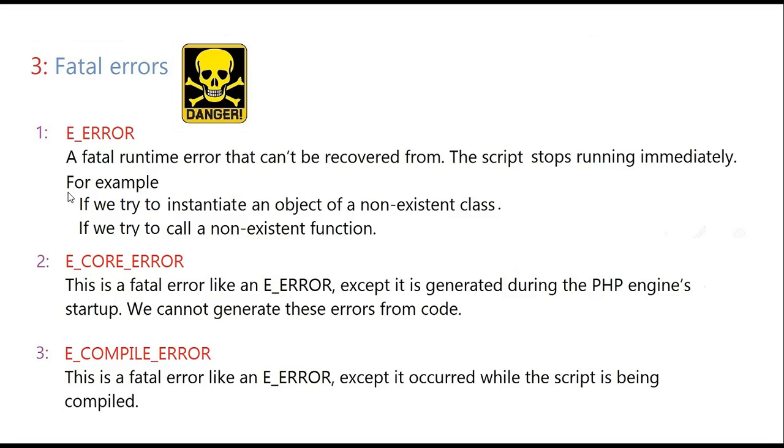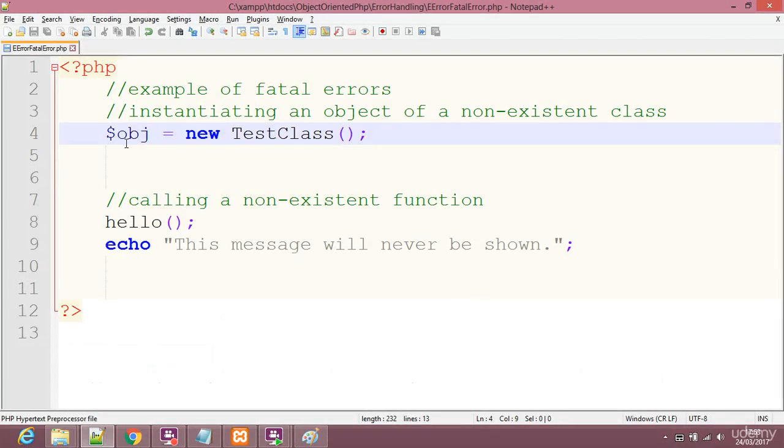For example, this error will be produced if we try to instantiate an object of a non-existent class, or if we try to call a non-existent function. Let's see the example. Here we are creating an object of test class and we haven't defined test class anywhere in our code. And here we are calling hello function and we haven't defined hello function either. Now let's see the result.